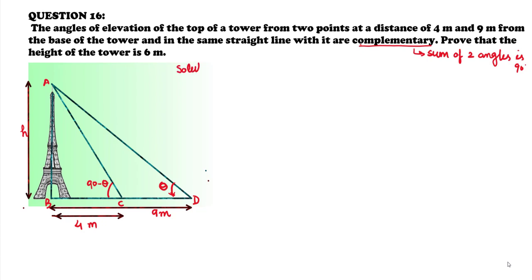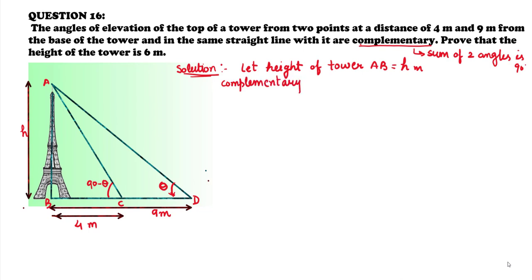So let the height of the tower AB be equal to h meters. What are complementary angles? When the sum of two angles is 90 degrees. So angle C plus angle D is equal to 90. Let angle D be theta. If angle D is theta, what will be angle C? It is 90 minus theta.